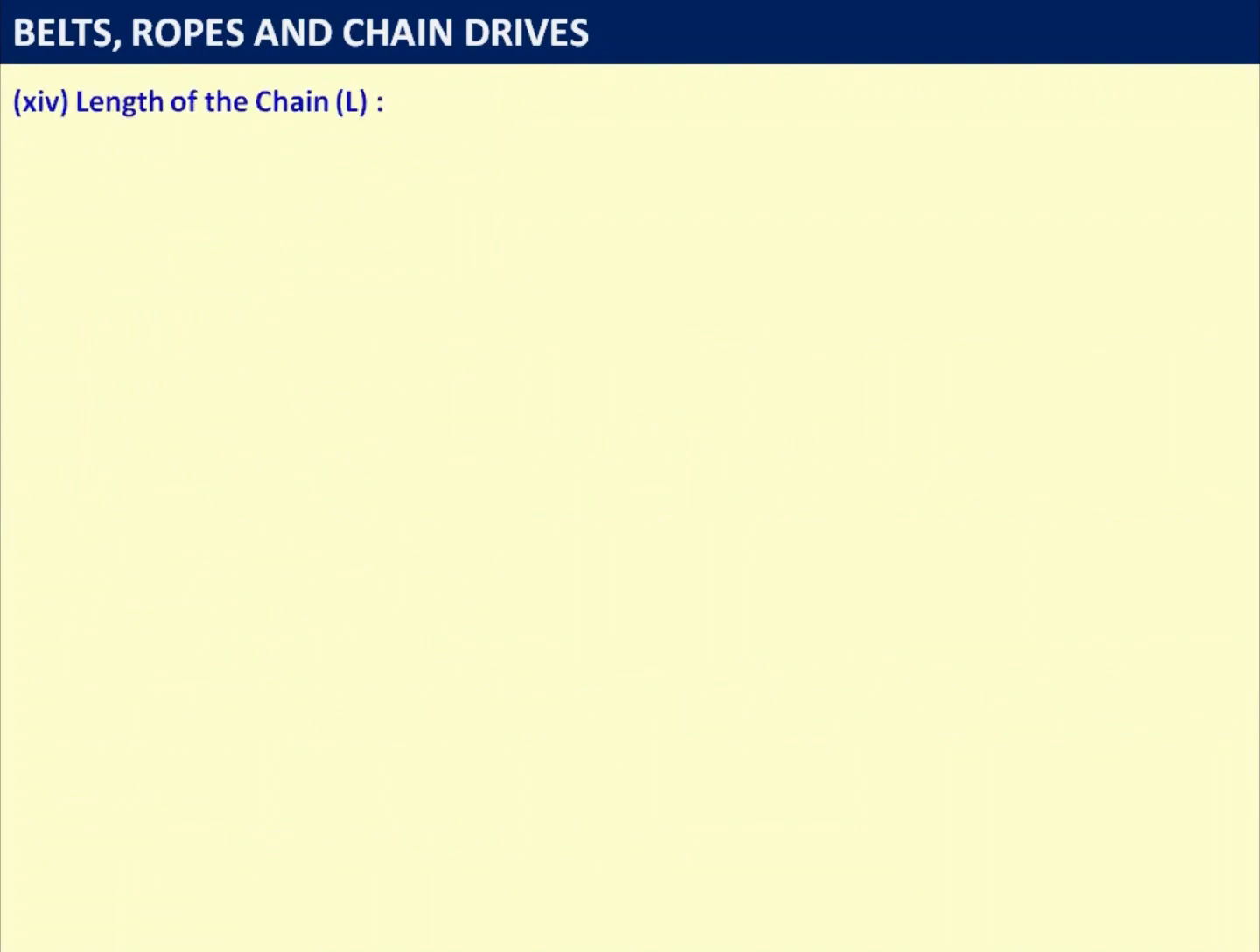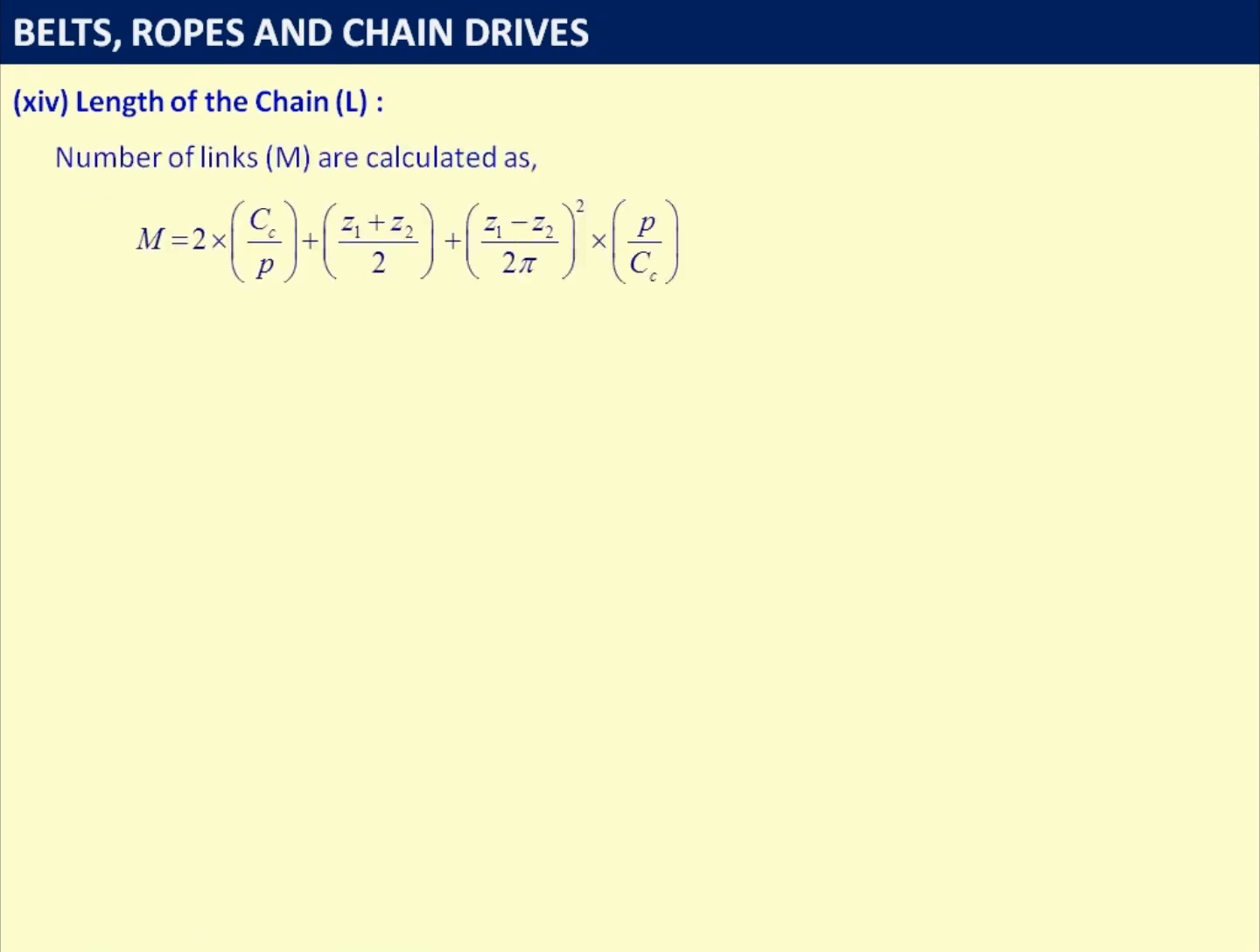Now let us calculate the length of the chain. To calculate the length of the chain, we need to find out the number of links first. So this number of links can be calculated as M equal to 2 into CC, that is corrected center distance, upon pitch of the chain small p, plus Z1 plus Z2 by 2 plus Z1 minus Z2 upon 2 pi the whole square multiplied by P upon CC.